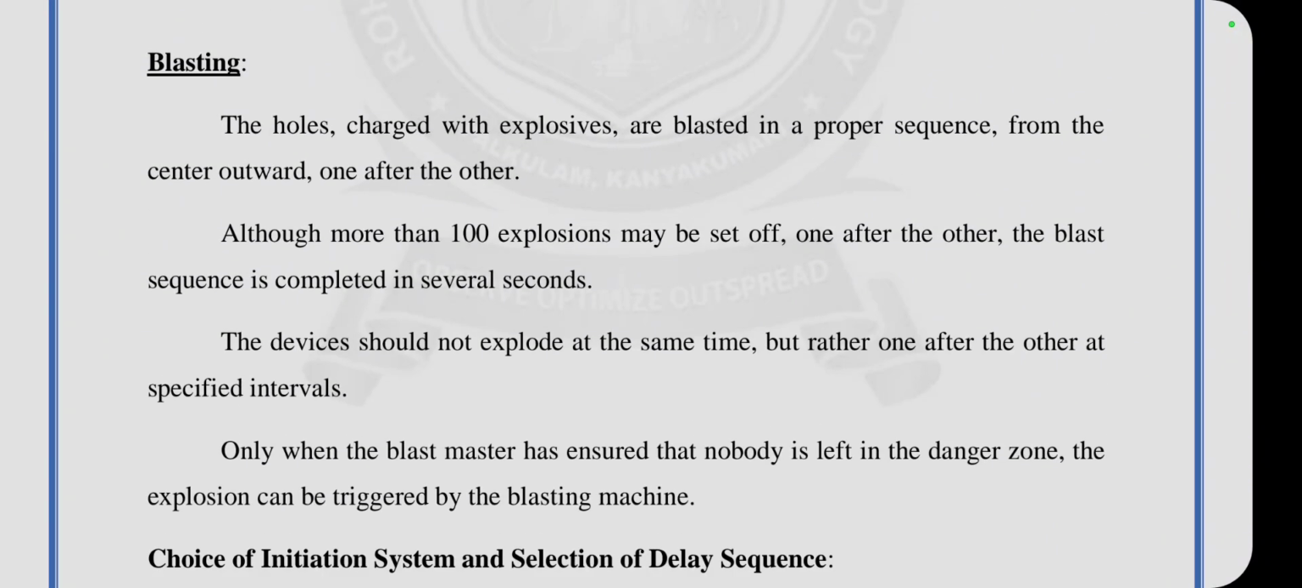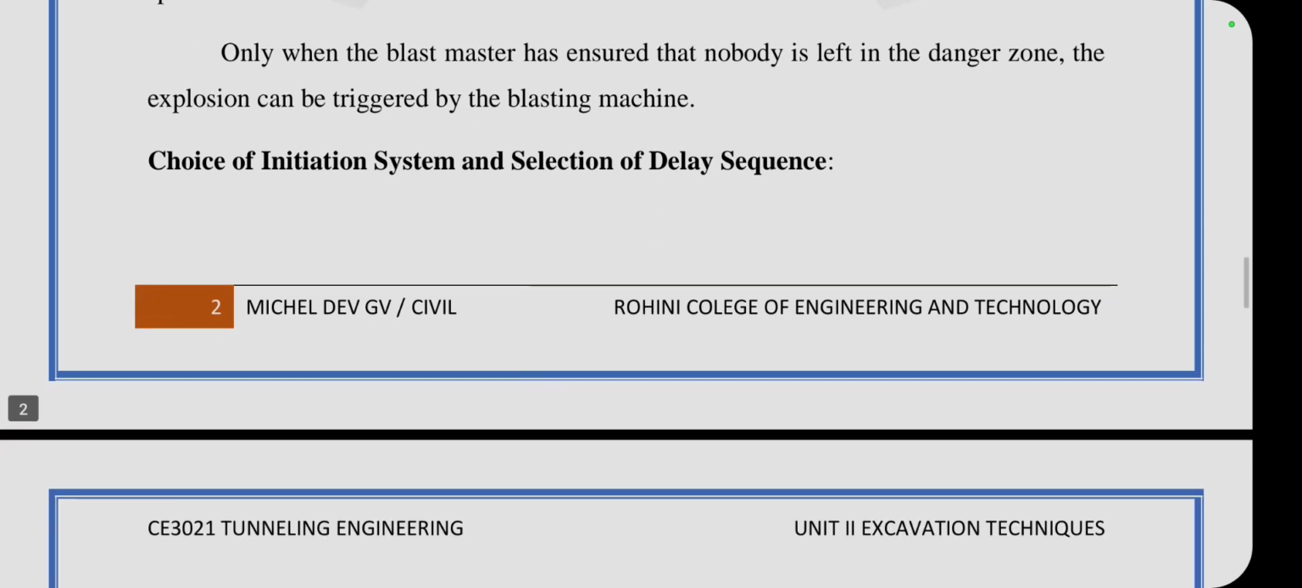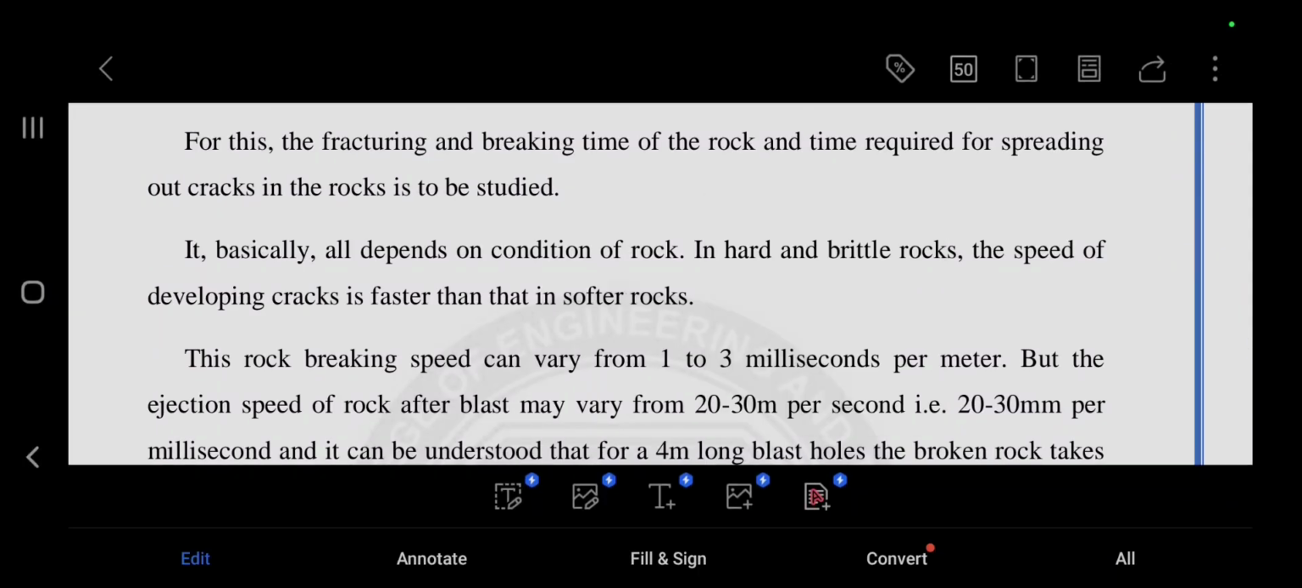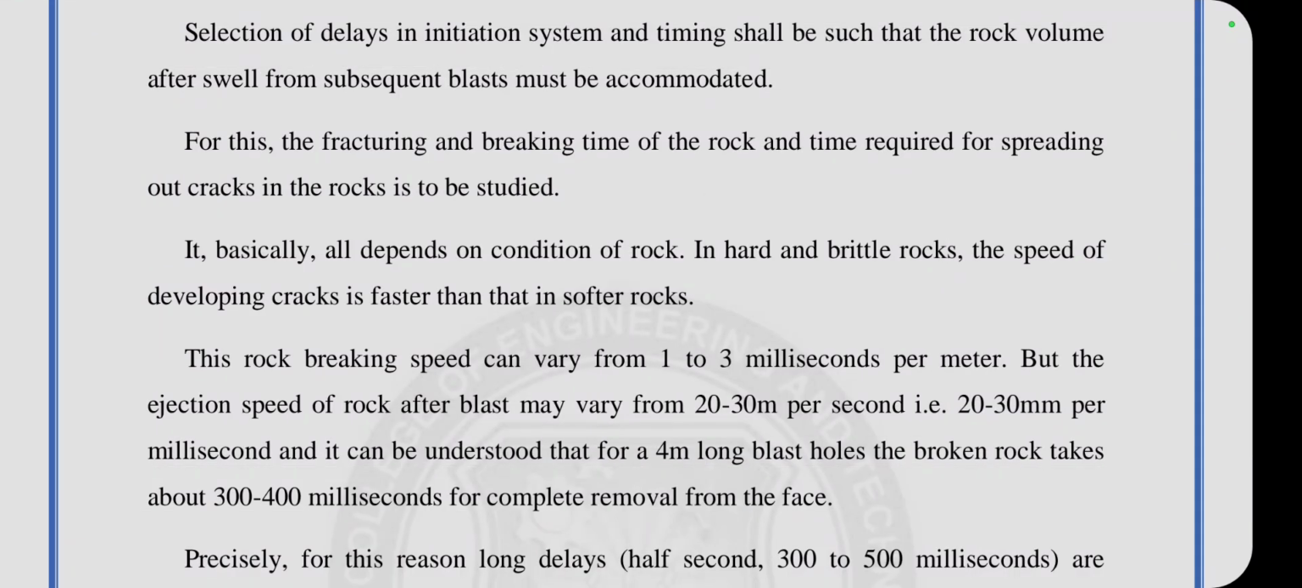Blasting: the holes are charged with the explosives. Although more than 100 explosives may be set off one after the other, the blast sequence is completed in several seconds. Only when the blast master has ensured that nobody is left in the danger zone, the explosion can be triggered by the blasting machine. The choice of initiation system and selection of delay sequence: the first step is the fracturing and breaking time of the rock and the time required for the spreading of cracks in the rocks to be studied.